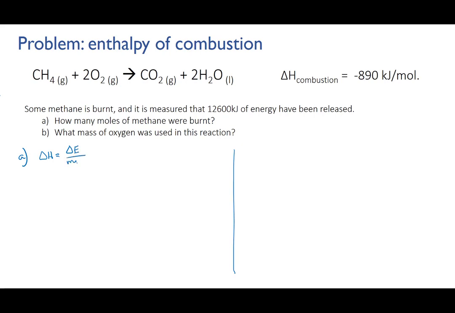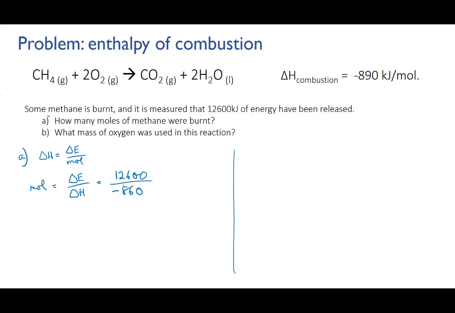This is a problem that's going to use the enthalpy relation. So enthalpy is energy over moles. And we already have values for the enthalpy, and we also have a value for the energy that's released. And what we're going to calculate is the number of moles of methane that must have been burnt. So we rearrange the relationship so that moles are the subject of the equation, and that gives us moles equals change in energy over change in enthalpy. We substitute in 12,600 kilojoules for the energy and minus 860 kilojoules for the enthalpy.